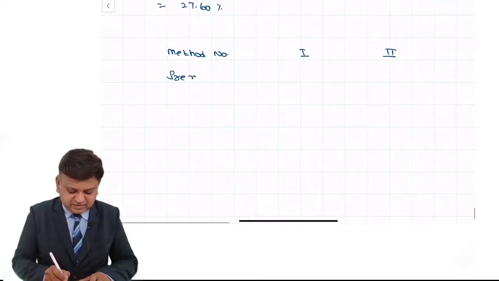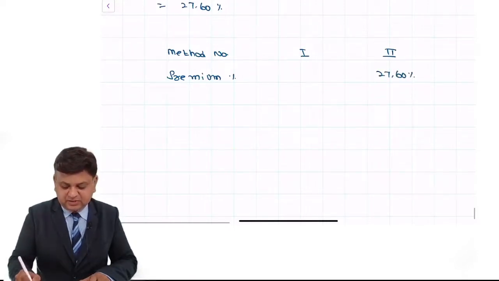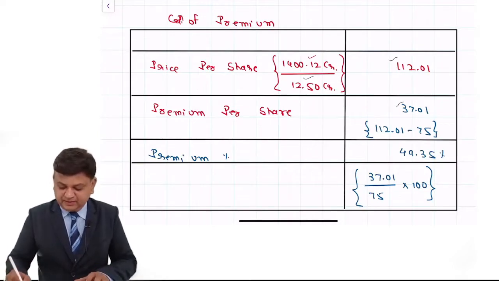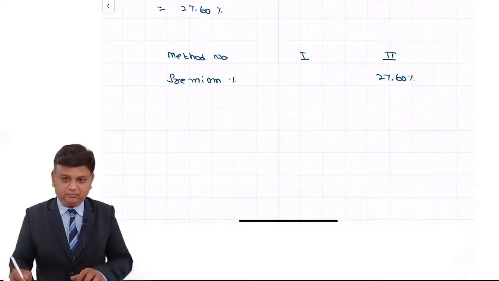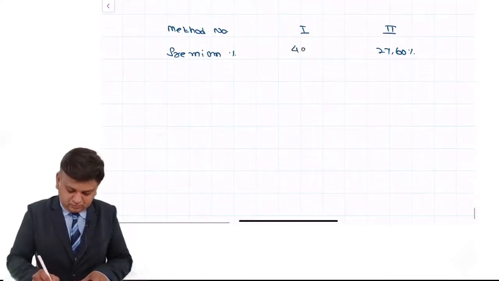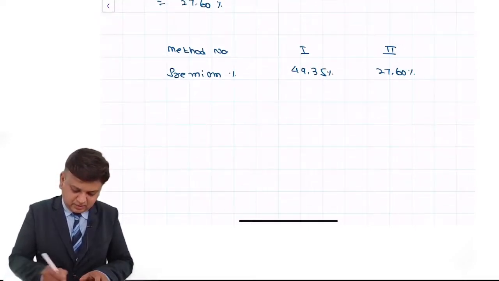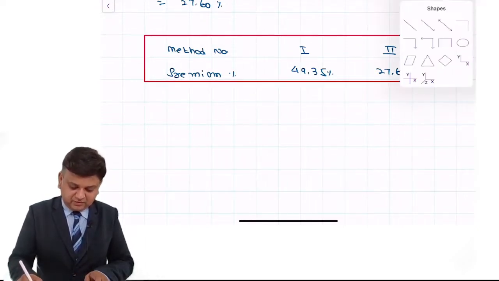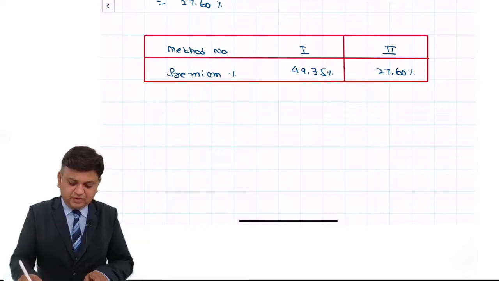As far as the premium is concerned, it is 27.60% for method number 2 and premium is 49.35% for method number 1. Now these are the two different methods that we have for the premium calculation. Now the question says that between both of them, which method acquiring company will put forward for the purpose of acquisition?